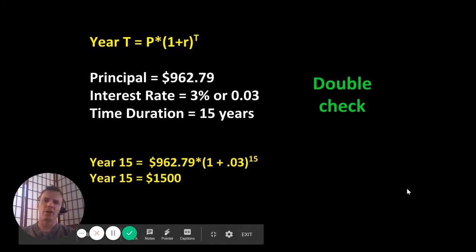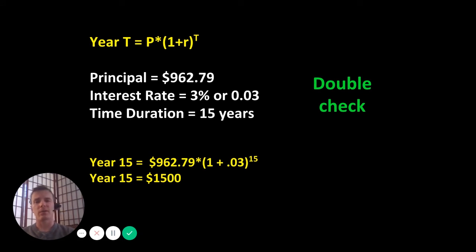So we can sort of double check our answer here by working backwards. In other words, we can plug in the principal that we think we need into the equation and apply an interest rate of 3% and a time duration of 15 years and see if we get our desired outcome, which is $1,500. And so the way we would do that, we'd plug this into the same equation where now in this case, year 15 is our unknown. We think we know P, which is $962.79. And the value in the parentheses is 1 plus 0.03 or 3% interest. And the time duration is 15. And sure enough, we get our answer, $1,500. So this equation works.